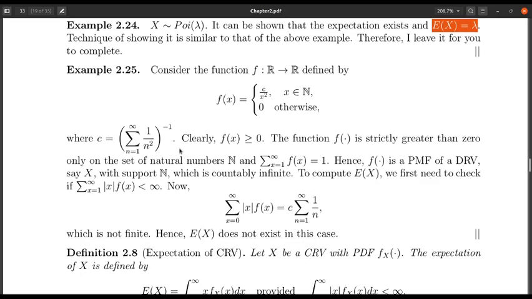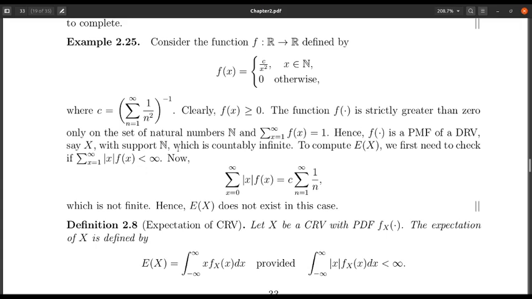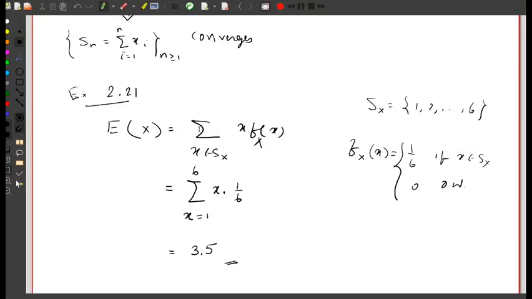Now let us consider at least one example where the expectation does not exist. Okay, so to do this, consider this function. What is this function? For each x belonging to the set of natural numbers, the value of the function is c by n square, where c is a constant given by this, and it is 0 otherwise. So what does this mean?